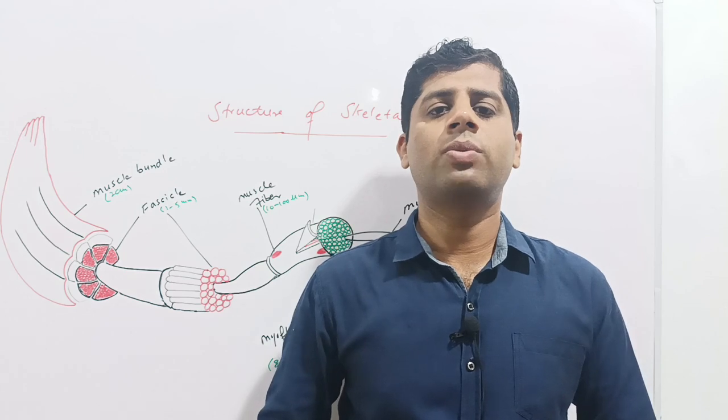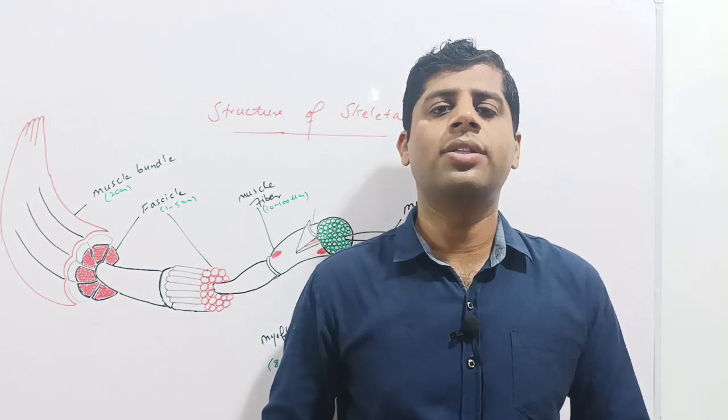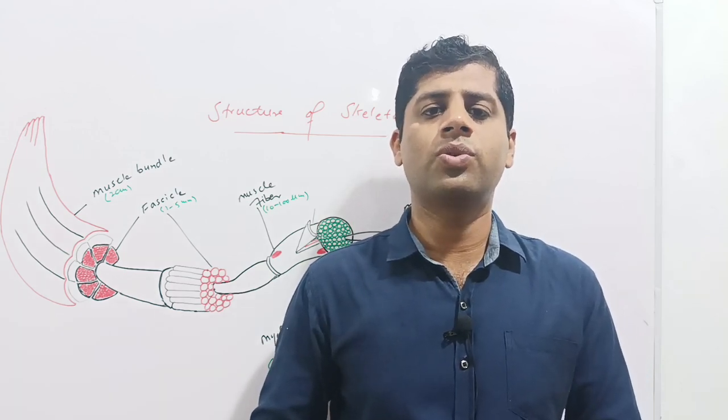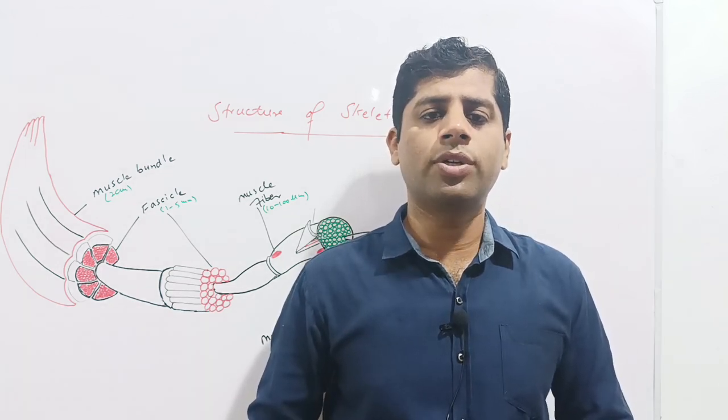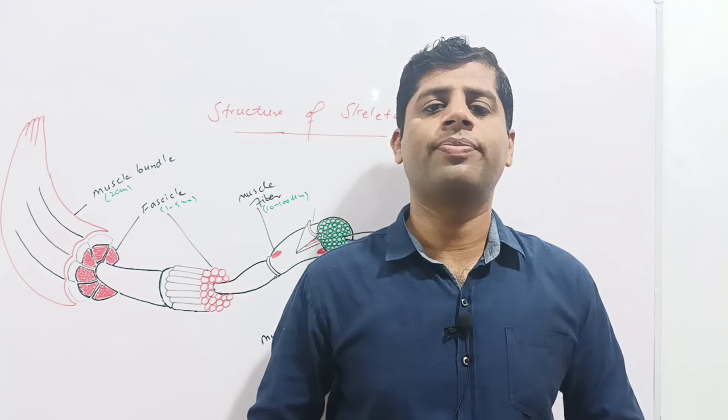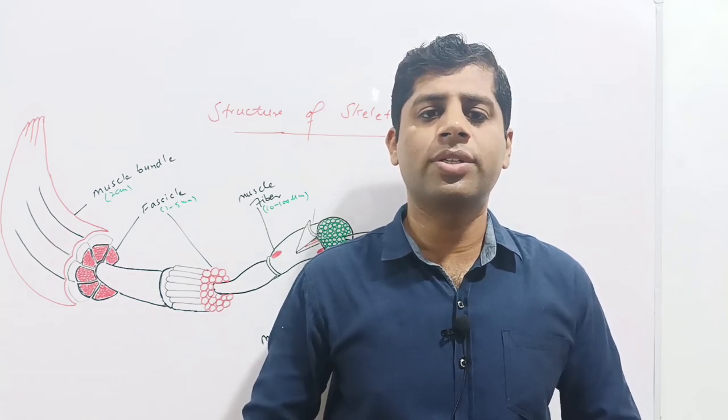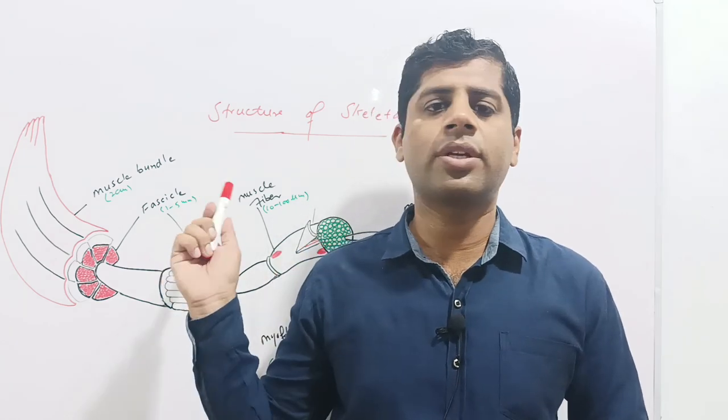The muscles which are attached to the bones or skeleton are called skeletal muscles. They are basically joined to the skeleton by connective tissues called tendons. There are more than 600 skeletal muscles present in the human body. These constitute 40% of the body weight. Skeletal muscles are red due to the presence of myoglobin, the oxygen storing pigment. So here we'll discuss the structure of skeletal muscles.